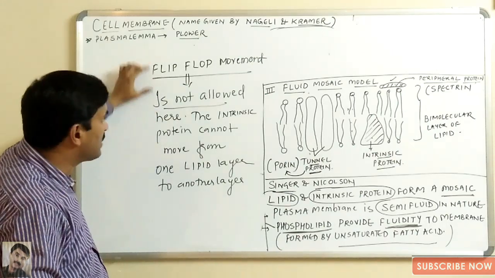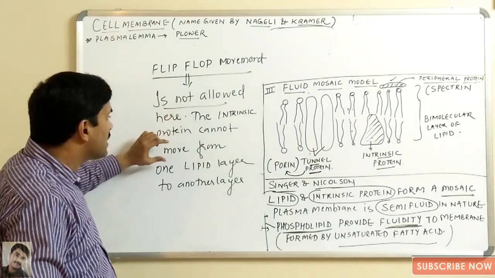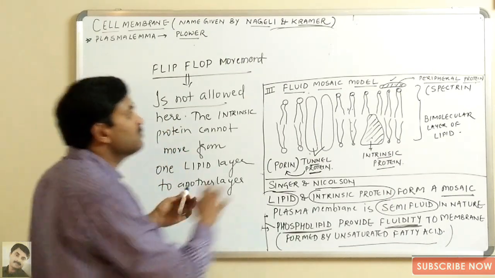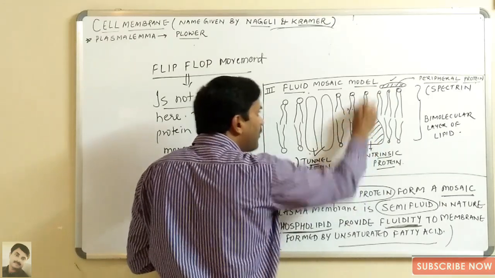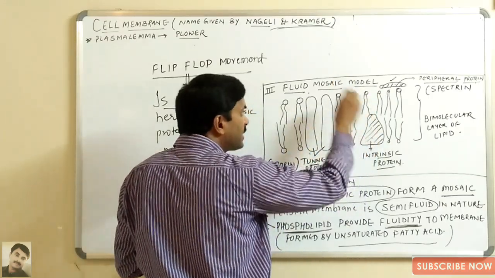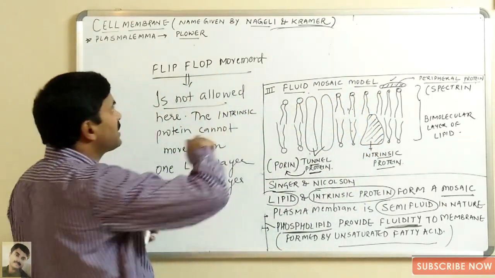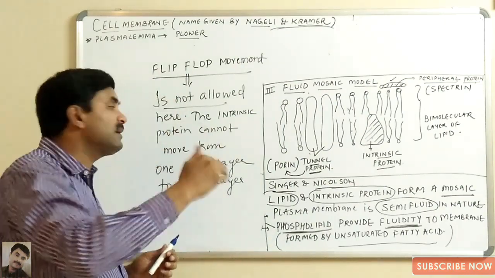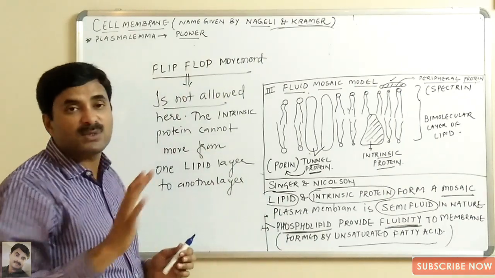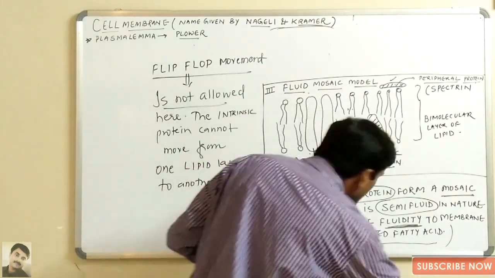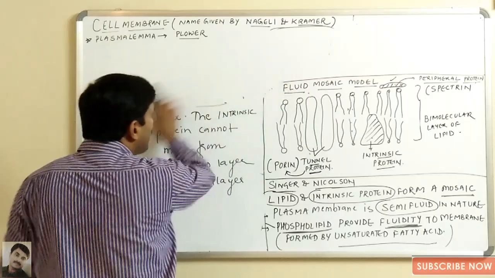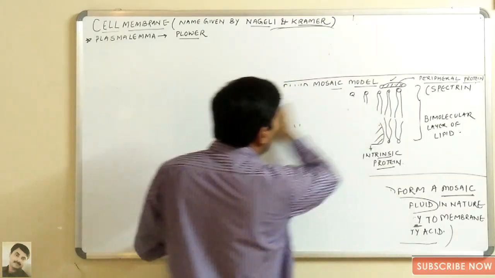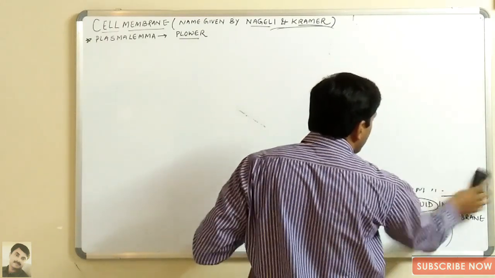Flip-flop movement is not allowed here. Means the intrinsic protein cannot move from one lipid layer to the other lipid layer. So always remember that flip-flop movement of the proteins, that is the movement of the proteins from one layer to the other layer, is not at all allowed. So these were the three models to explain the structure of the cell membrane.